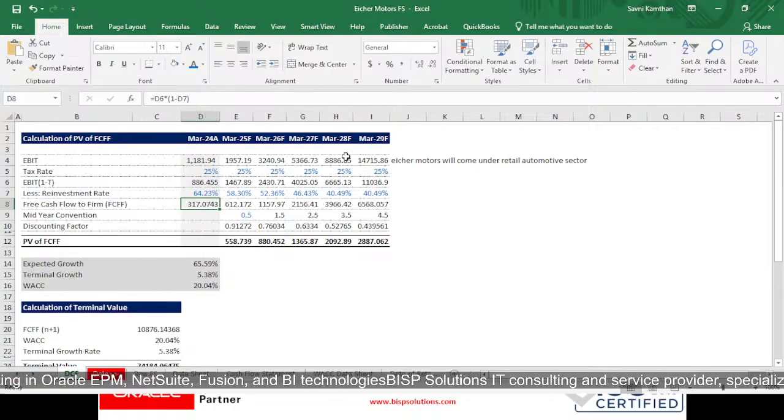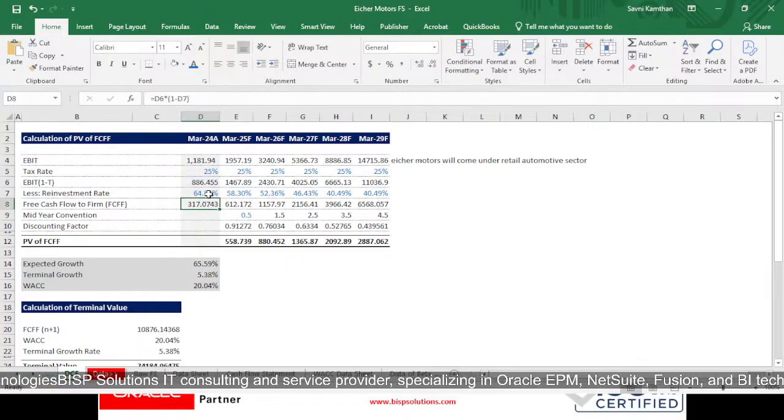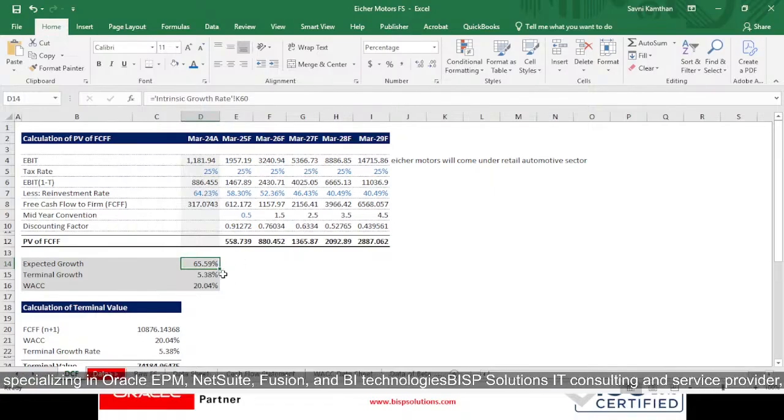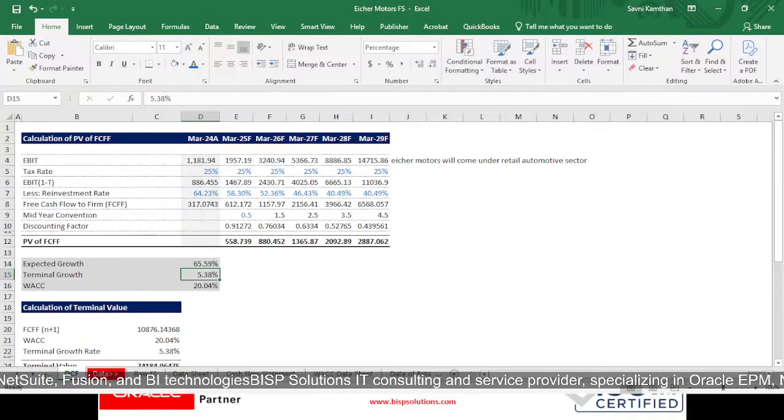After that, free cash flows to firm, how to calculate that? I have done calculation as EBIT, which is multiplied by 1 minus reinvestment rate, and we will be getting 317.0743, and this is not required. After that, expected growth, it is asking us. So what we will be doing, we will be linking it with our intrinsic growth rate statement.